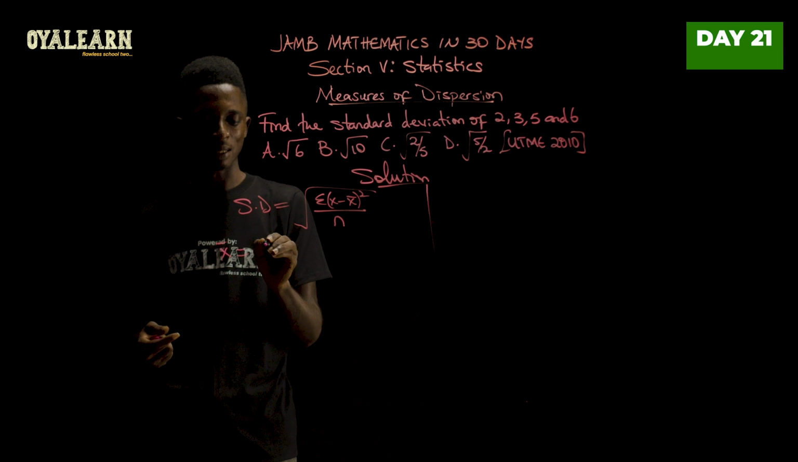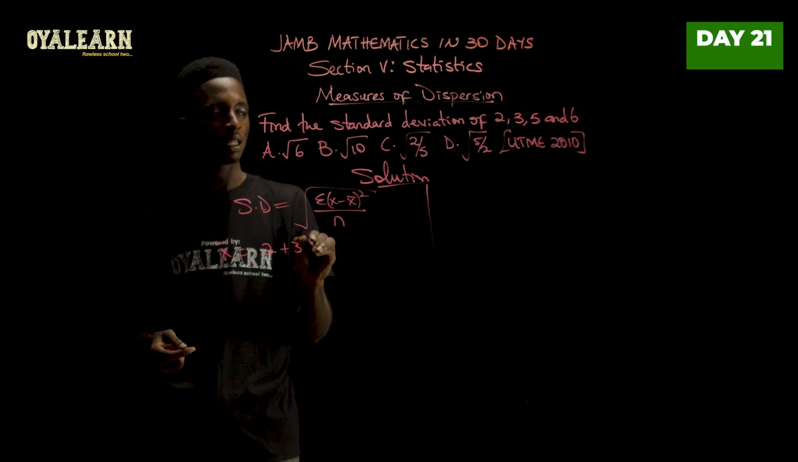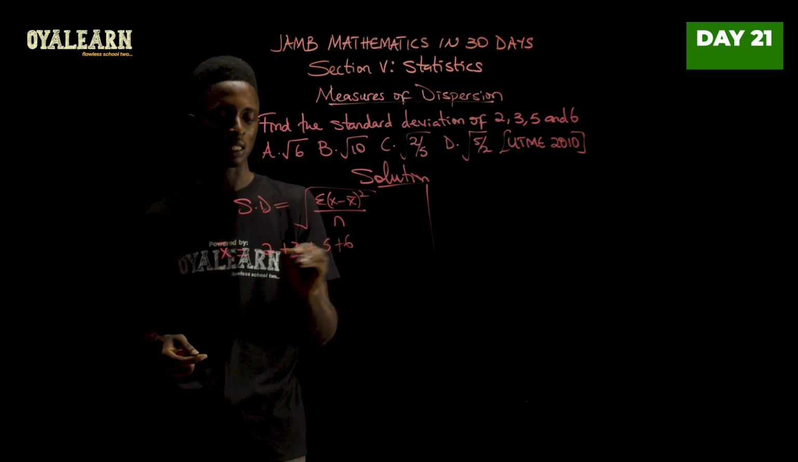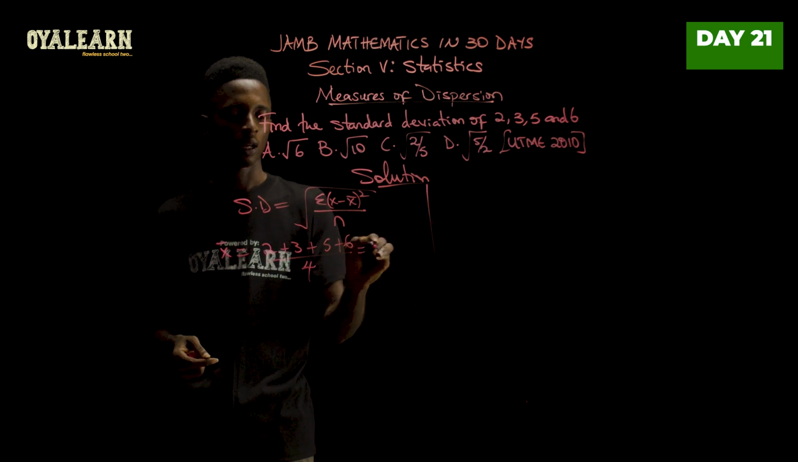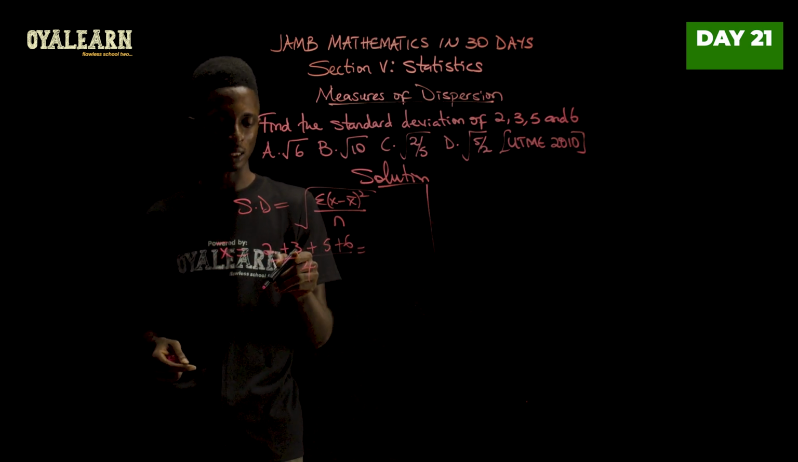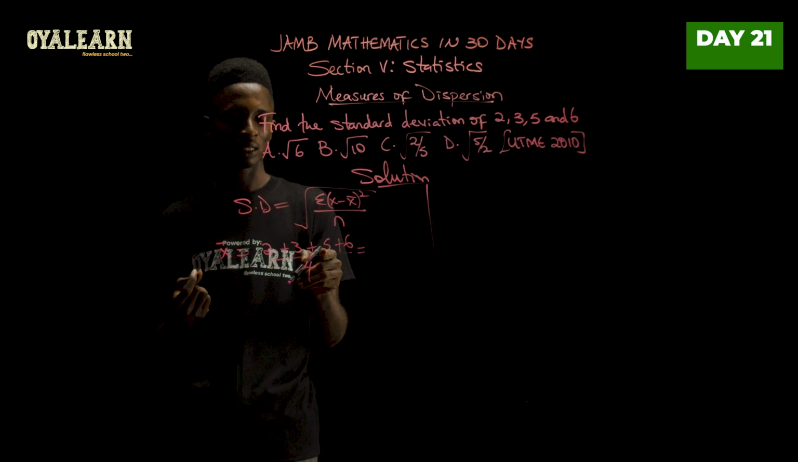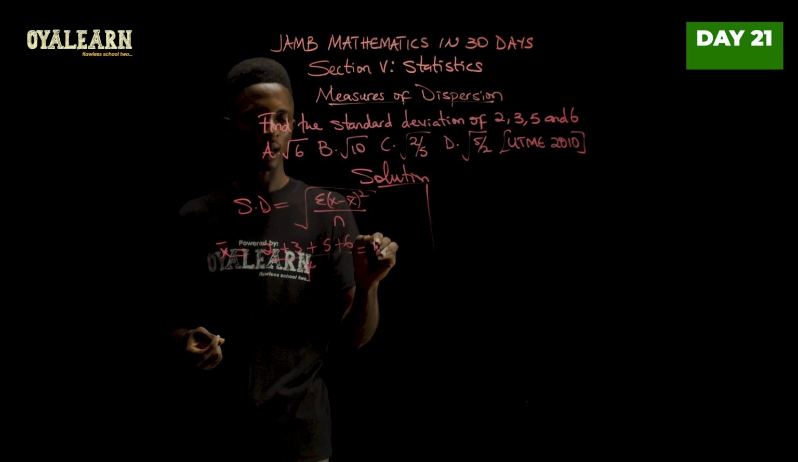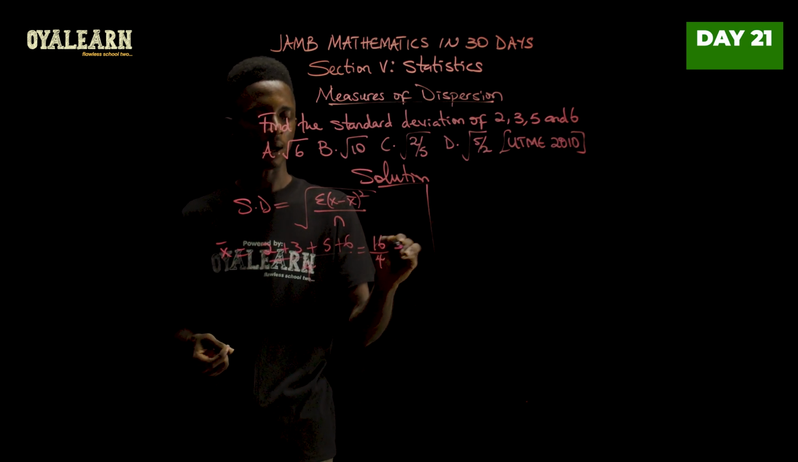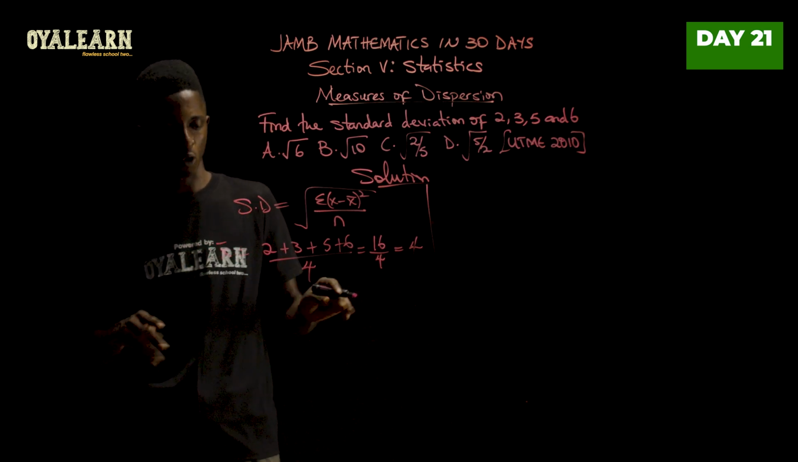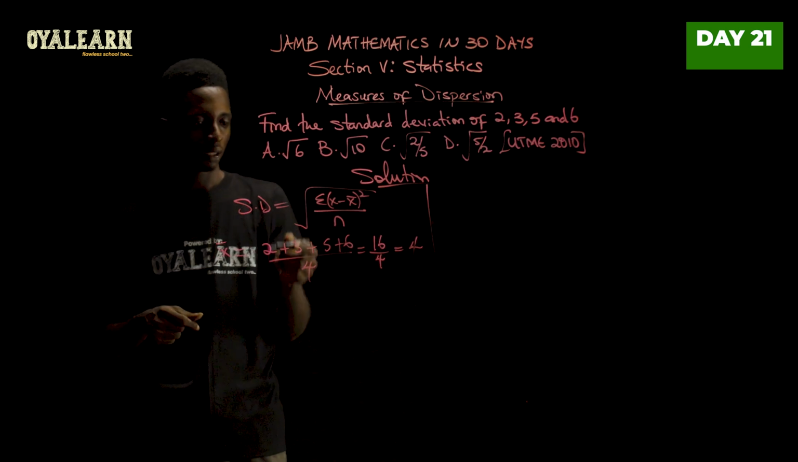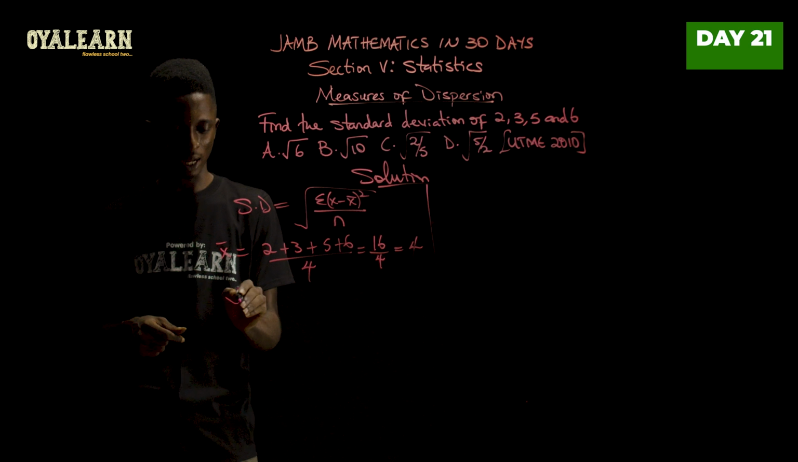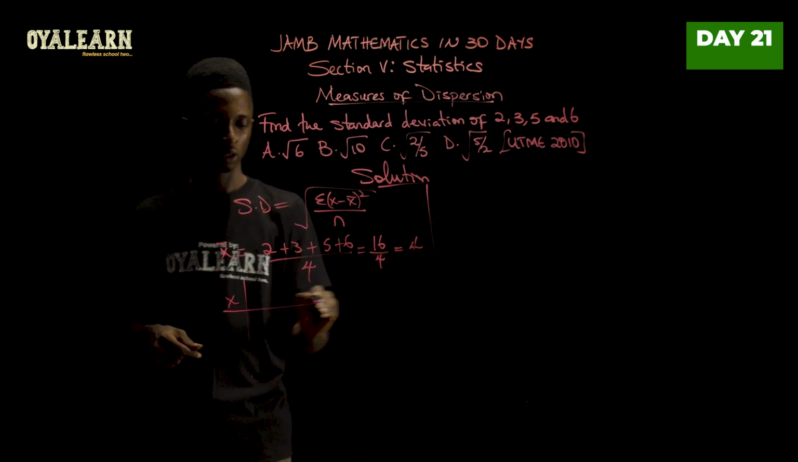So x bar, which is the mean, will be 2 plus 3 plus 5 plus 6, all divided by 4. Now, when we add this up, this is 5 plus 5, and then we have 10 plus 6, so we have 16 over 4. Our answer here is 4. So mean is 4. Now, let's get this other part. So we'll do that using the table.